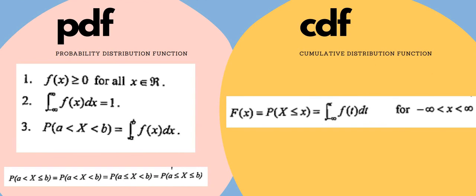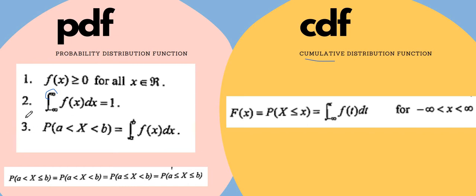Now in this slide, you can see there are two circles: the first one is PDF and the second one is CDF. PDF is the probability distribution function, and CDF is the cumulative distribution function. Each has properties. For the PDF, the first one is f(x) must be greater than or equal to 0, cannot be less than 0. And the integral of f(x) from negative infinity to infinity is equal to 1. For now you just accept it; later I will explain through examples.